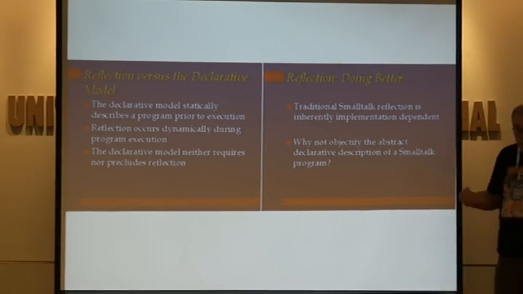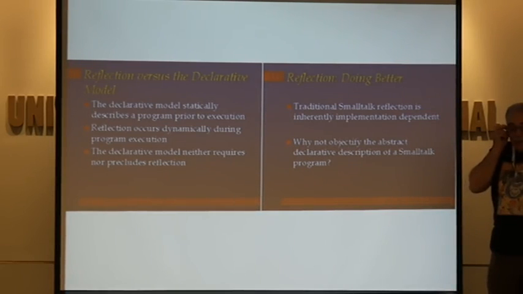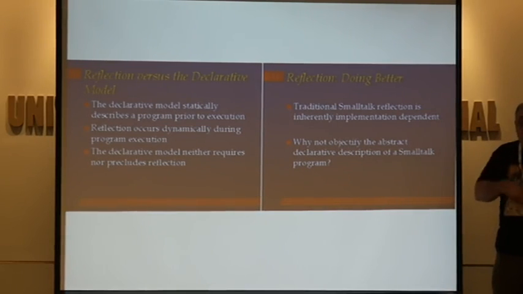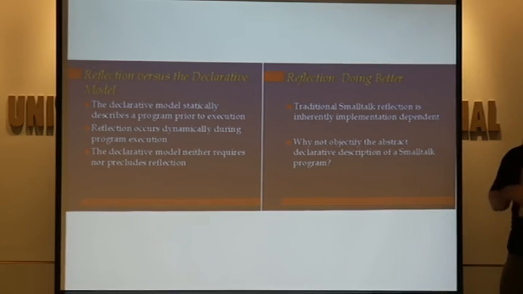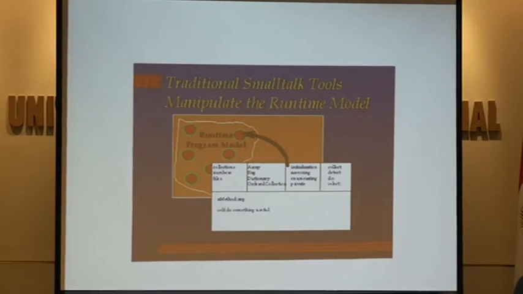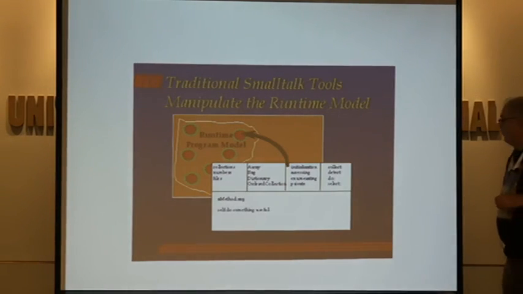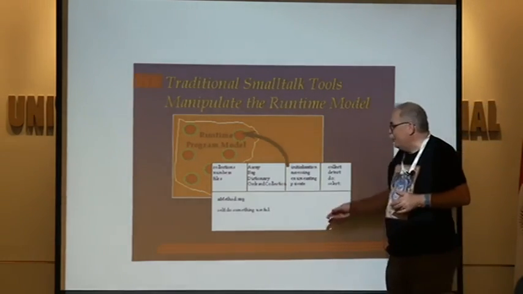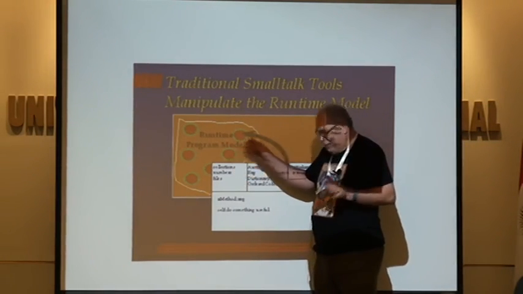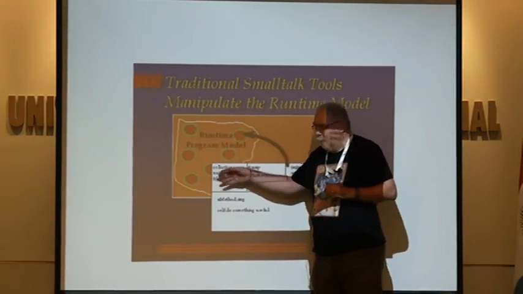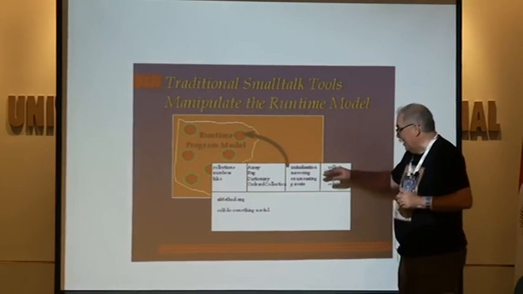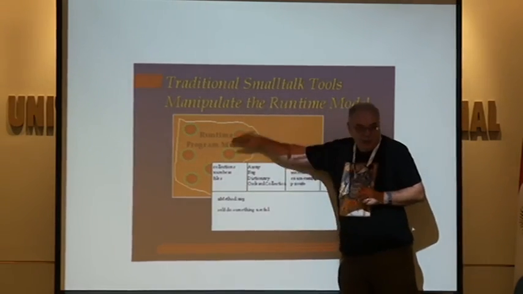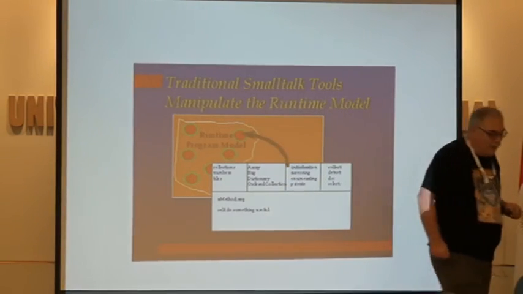Some of the problems with reflection: every Smalltalk implementation is a little bit different in how it's implemented, and that tends to show up in the reflection API, right? So one way to visualize this is in traditional Smalltalk tools, you have an image, you have, think of it as the runtime program model, simply the objects you reflect over, and you have tools like browsers that go and directly work against that model.